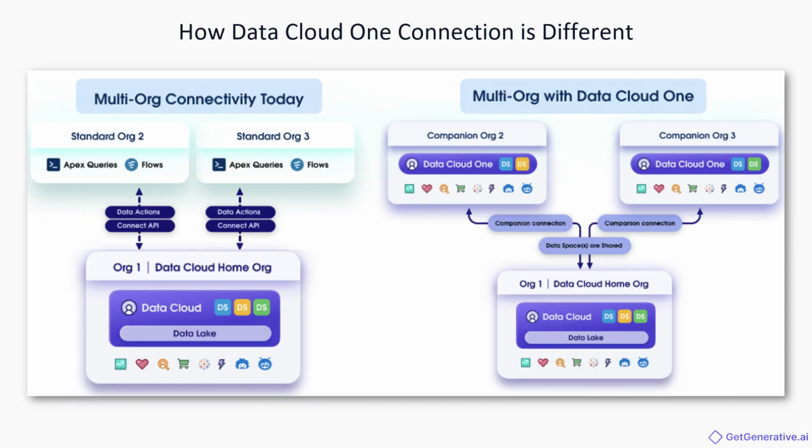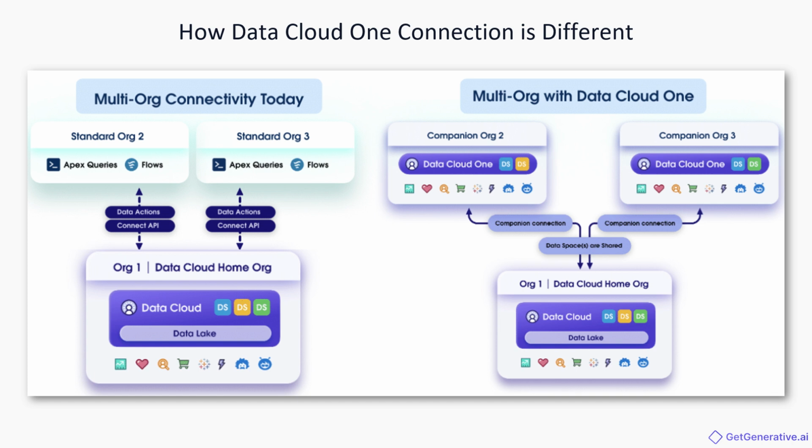Now, this is an example of how it used to happen before and how it happens now with Data Cloud One. So previous to Data Cloud One, we used to have the org where your Data Cloud is hosted. This used to have access to Data Cloud, your data spaces, your data lake. But if you look at the other two instances, Sales Standard Org2 or Org3, they only have very limited interaction. There was a Connect API which shares profile information, and you have data actions, which are your platform events. So only two things can come in here.